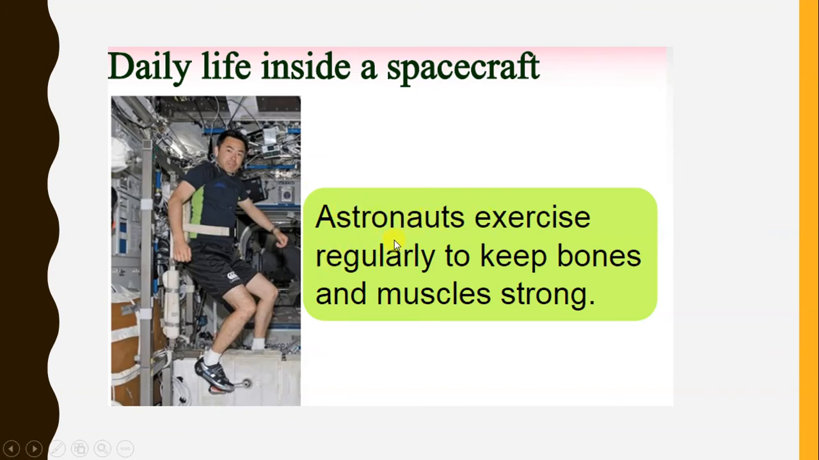Astronauts exercise regularly to keep bones and muscles strong. Why? Because girls, on the surface of Earth, the gravitational force pulls the blood downward, so the blood collects in the veins of our legs when we stand. But for astronauts, the gravitational force has no effect on the body. There is a gravitational force, but it has no effect on the body. So this can cause many health problems, for example nausea and dizziness. That's why they exercise regularly to keep bones and muscles strong.